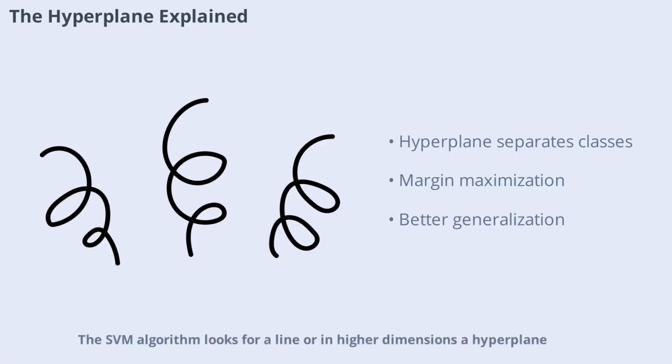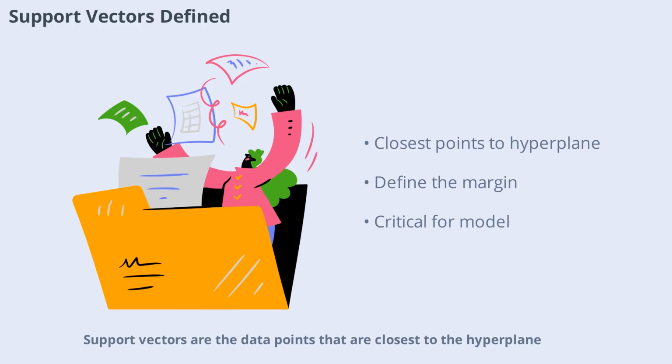Imagine you have two groups of points on a plane. The SVM algorithm looks for a line, or in higher dimensions, a hyperplane that best separates these groups. The ideal hyperplane is the one that leaves the largest possible gap between the two classes. This gap is called the margin. By maximizing the margin, SVMs help ensure that the model not only fits the training data but also performs well on new, unseen data.